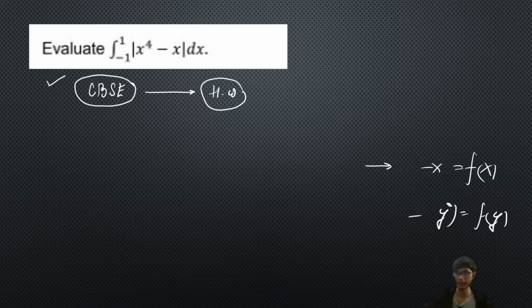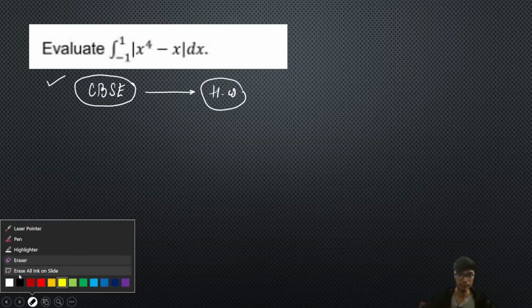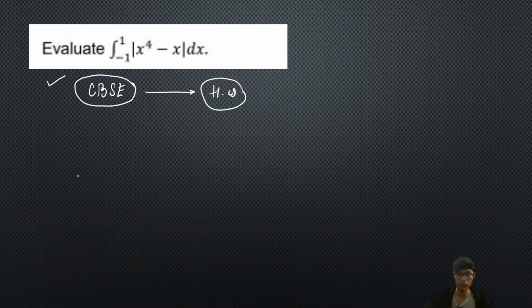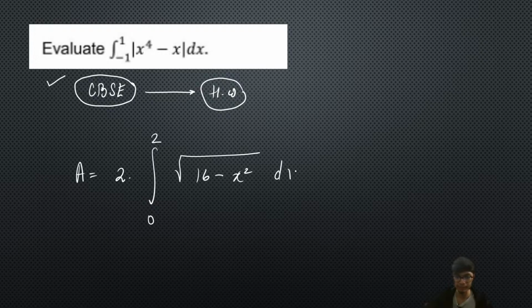So if I just continue it over here, so let me continue it over here. I was going to evaluate the area, and the area was coming as 2 times the integral from 0 to 2 of the square root of 16 minus x square dx, right? So how are we going to evaluate this integral?